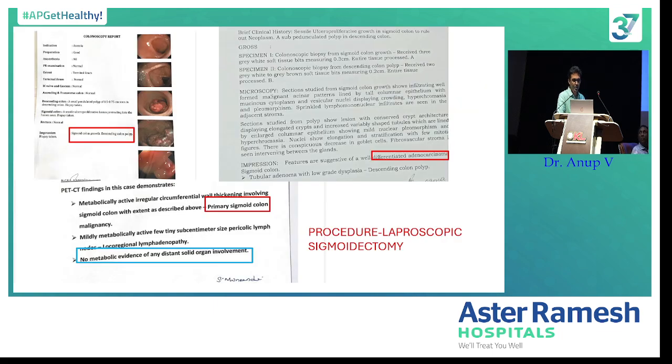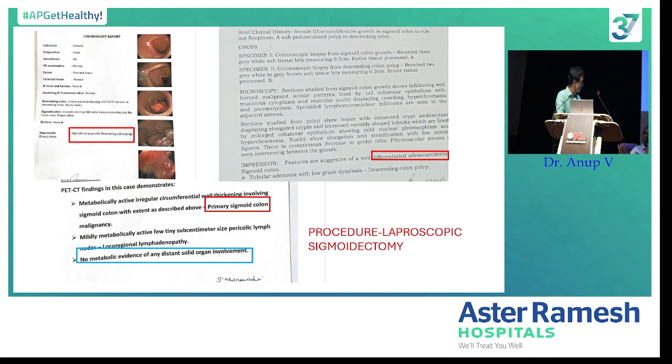Yeah, the colonoscopy report showed a sigmoid colon growth, which is not bleeding, and this is the PET report, which showed a primary sigmoid colon malignancy and a differentiated adenocarcinoma on biopsy, and there are no mets there. It's a local growth. How many months after the angioplasty? Sir, it's 3 months.